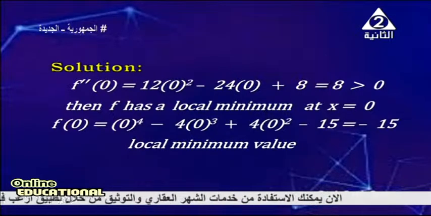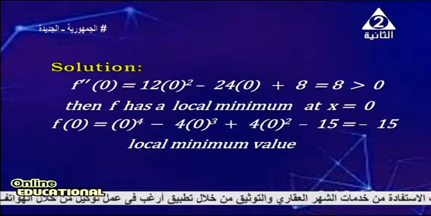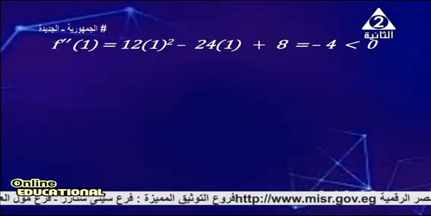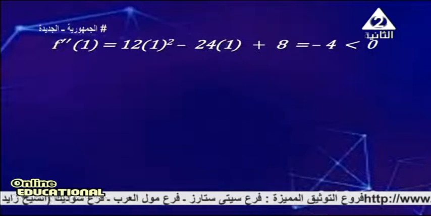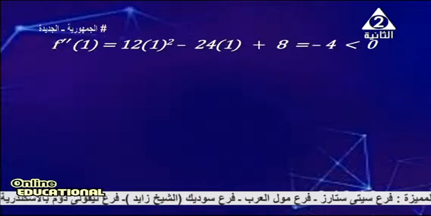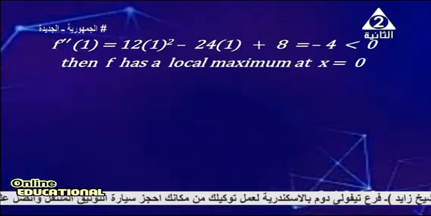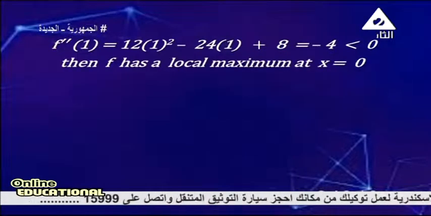Now, what about the critical point at x equals 1? F double dash 1 equals 12 times 1 power 2 minus 24 times 1 plus 8 equals negative 4. Negative 4 is smaller than 0. Then the function f has a local maximum value at x equals 1.